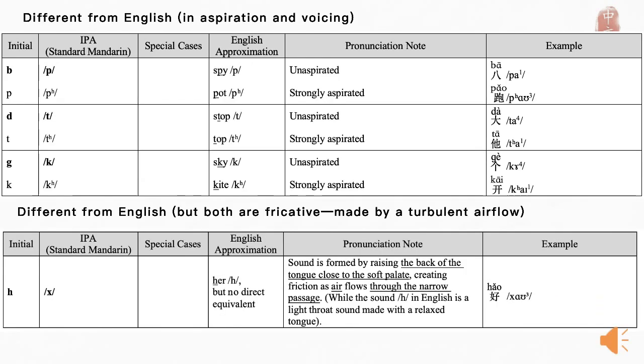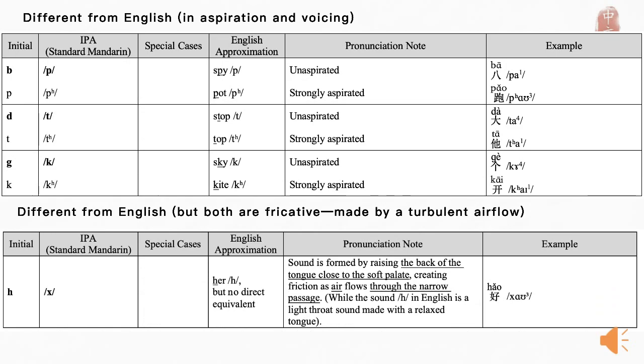Initials b, p, d, t, g, k are different from English in aspiration and voicing. Initials b, d, g are unaspirated. For example, ba, da, ga. Initials p, t, k are strongly aspirated. For example, pao, ta, kai.